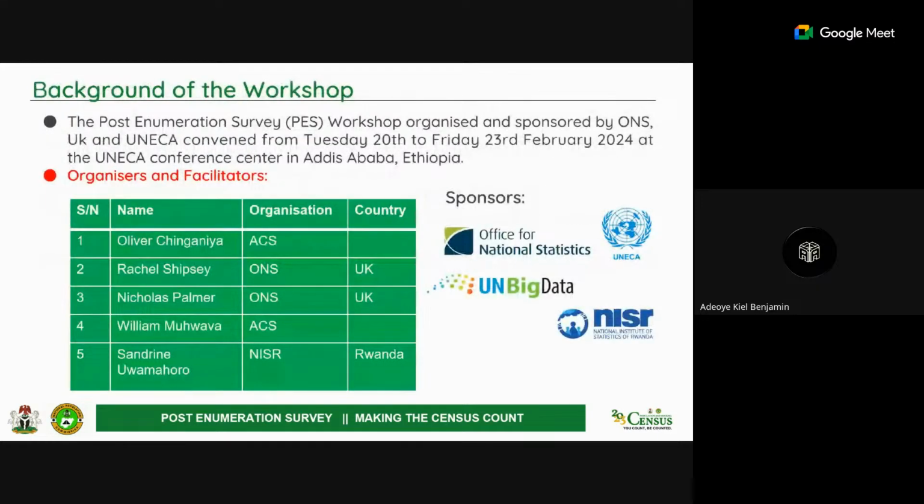So coming to the workshop, it was organized by the Office of National Statistics and the United Nations Economic Commission for Africa. It convened for 4 days, from 20th to 23rd of February, at the Center in Addis Ababa, Ethiopia. These are the names of the organizers, including the director of Statistics. The last person was a facilitator from Rwanda, Sandrine.